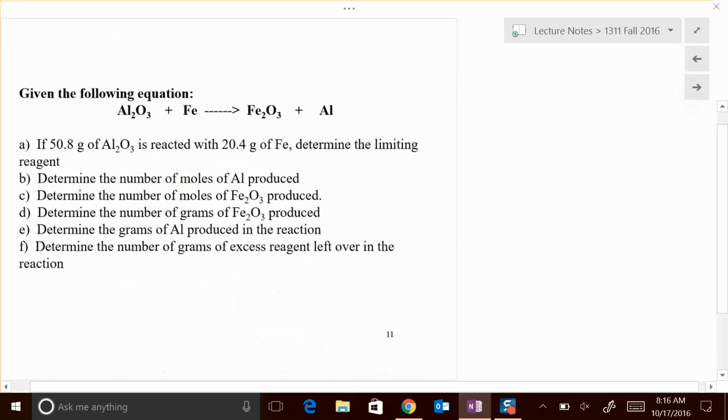Okay, let's move on. Here's another one. If 50.8 grams of aluminum oxide is reacted with 20.4 grams of iron, determine the limiting reagent. Okay, so that's my first step. Determine the limiting reagent. How am I going to do this? What do I need to do first?